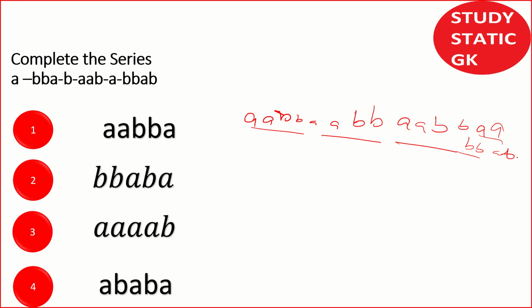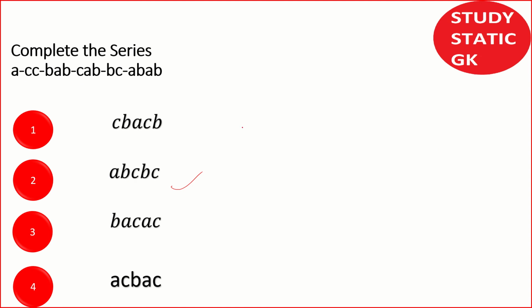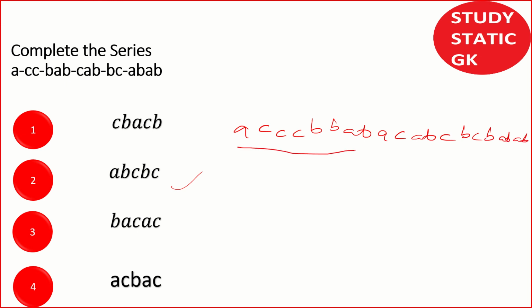ABBA, BB. So are we getting a series? This one, so getting a series. And next, first one is ACC. Second one is BAB. Third one is CAB. Fourth one is BC. Fifth one is BAB. Okay. ACCCBBABACABC. So we are not getting any series over here.